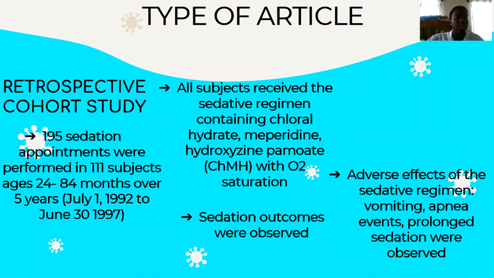Now, the type of article analyzed was a retrospective cohort study. A retrospective cohort study is an observational study that involves a group of subjects being subjected to an exposure, a medical event, or an intervention, and the outcome of that medical event or exposure or intervention being analyzed.